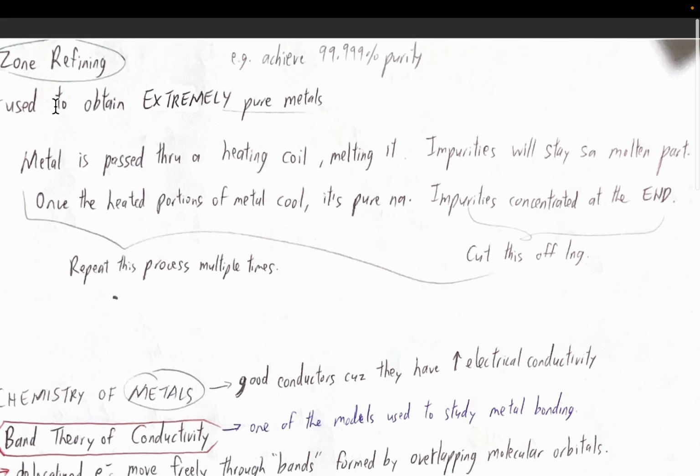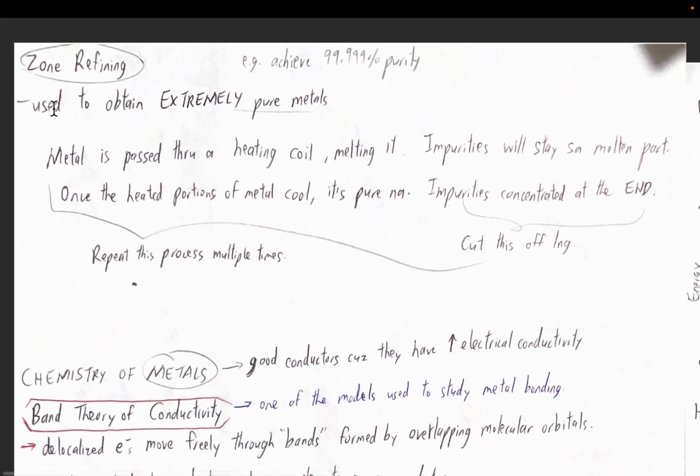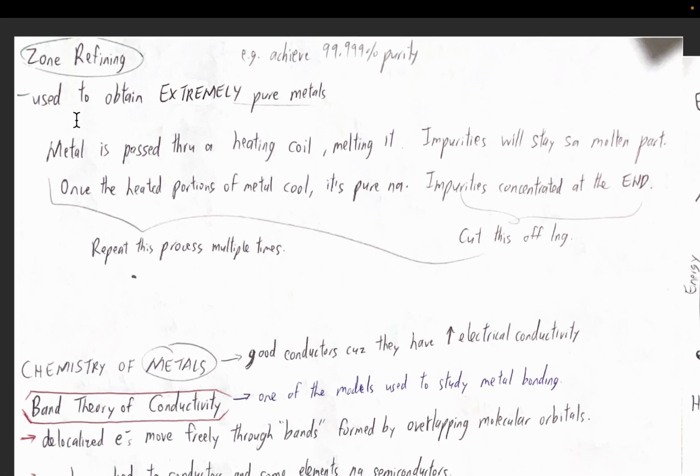Anyways, the third technique is zone refining. This is used in order to obtain extremely pure metals. I've already mentioned this earlier, just in a different way. So if you want to achieve 99.999% purity, you resort to zone refining. What happens here is basically metal is passed through a heating coil. There is no drawing here, but just search on it. You'll get what I mean while I explain it.